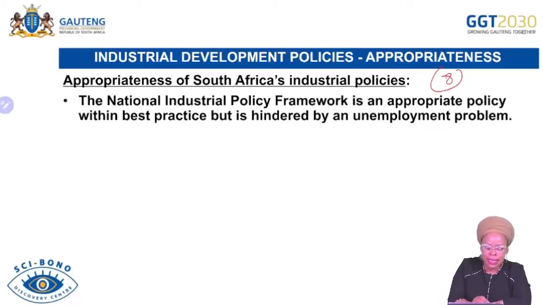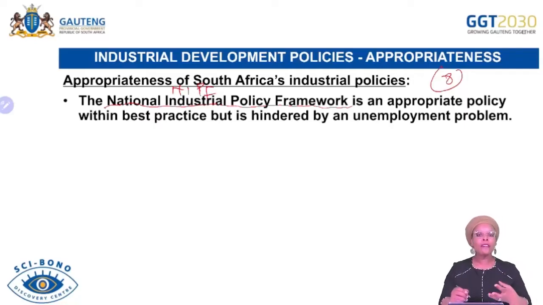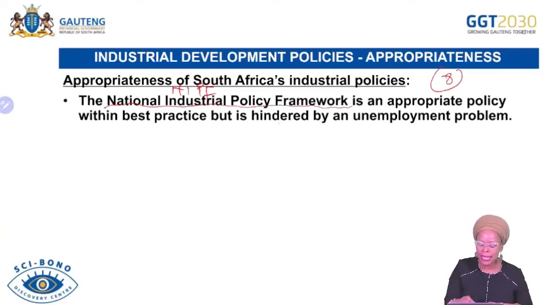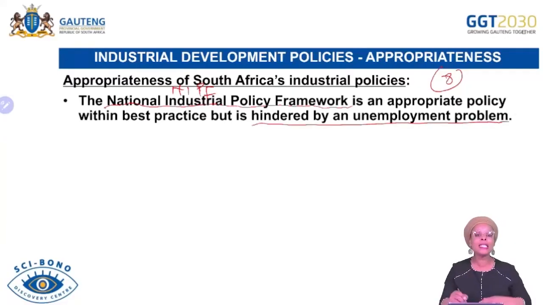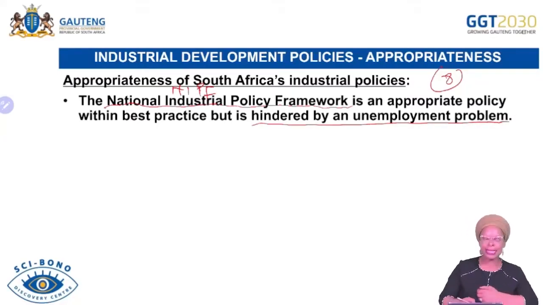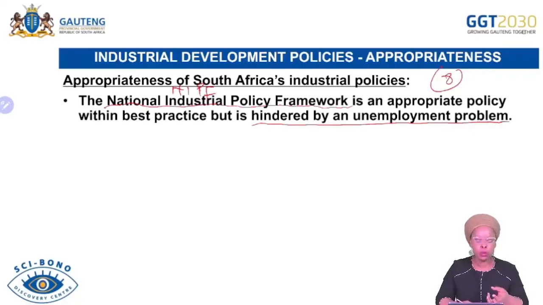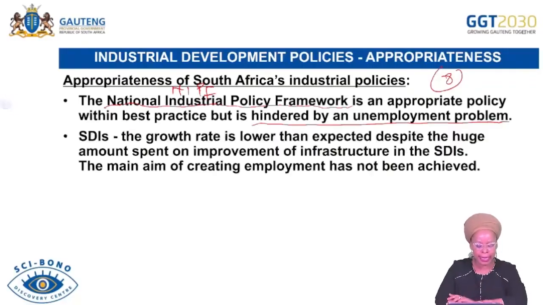In our previous lesson, I mentioned that the National Industrial Policy Framework, which is also called NIPF, is one of the industrial development policies. So we see that it's a best policy. It is an appropriate policy, but the problem is that it is hindered by the unemployment problem. Unemployment is still a problem, so this particular policy is not able to reach its target.